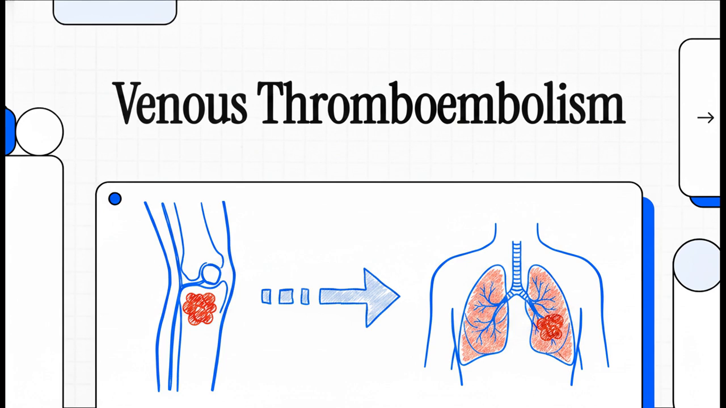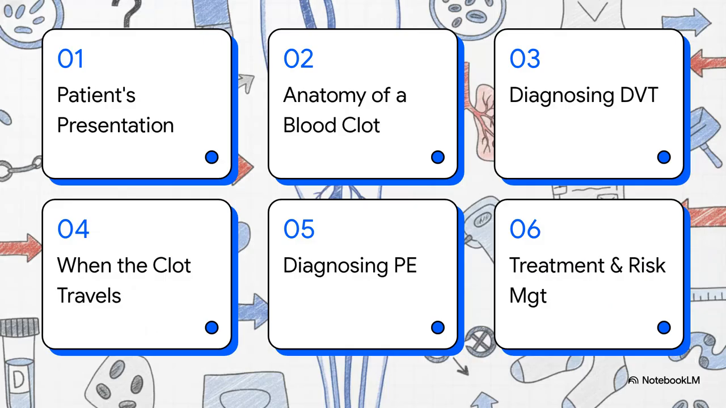Let's get started. Here is the clinical reasoning roadmap we'll be walking through today. Number 1, the patient's presentation. 2, the anatomy of a blood clot. 3, diagnosing DVT with the Wells criteria. 4, what happens when the clot travels. 5, diagnosing PE using the Wells criteria. And 6, treatment and risk management. Okay, let's jump right in.